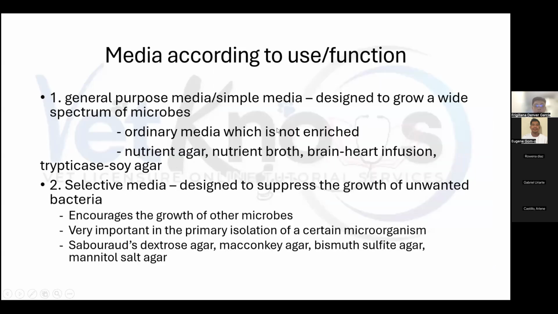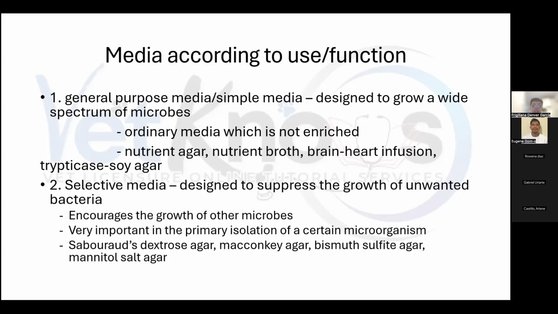Next, another classification for our media. So yung isa is yung form lang and this one is for function. So general purpose media, these are simple media, these are not enriched and they exist for demonstration purposes only. They can grow a wide variety of microbes as long as hindi fastidious or hindi sila nagre-require ng blood. So yun, this includes nutrient agar, nutrient broth, brain heart infusion, and TSA.